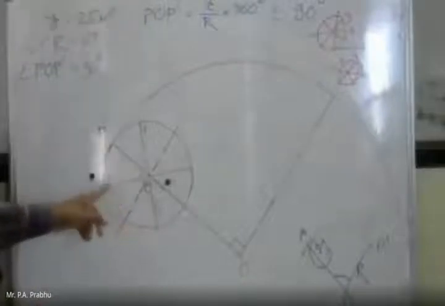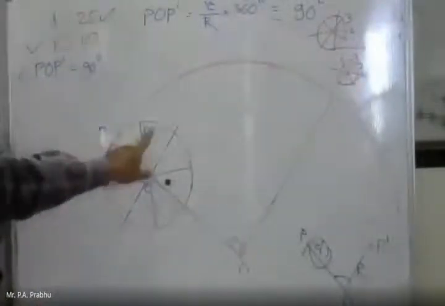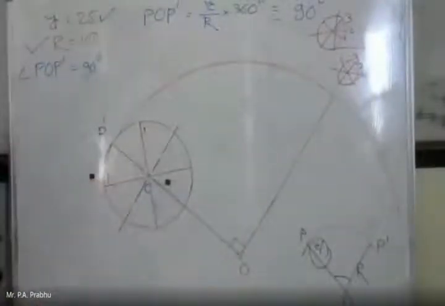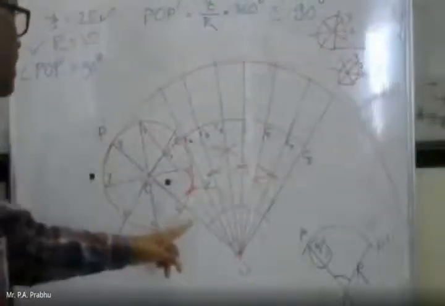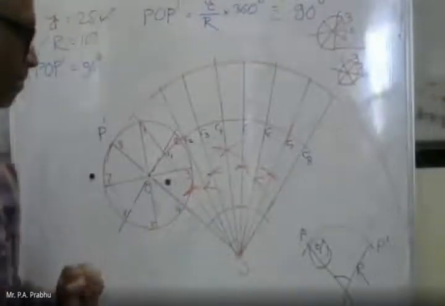Now tell me whether I have to mark the point 1 here or here. Right side or left? It is 100 minus 25, 75 mm. So mark this locus of the center C.